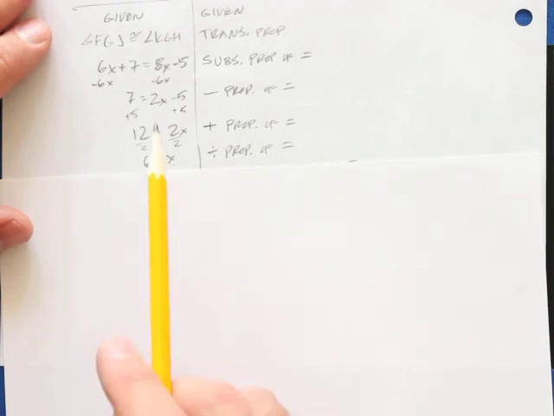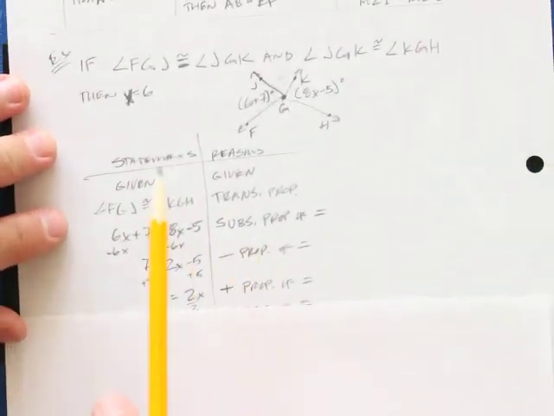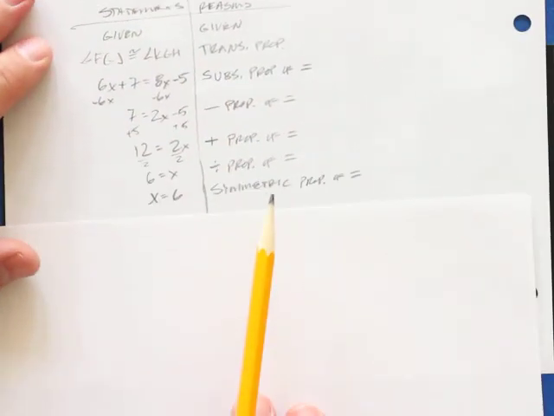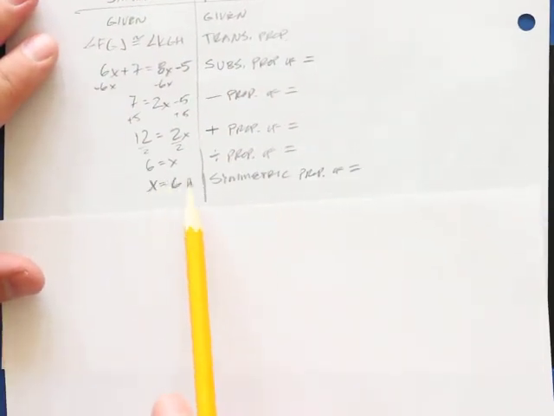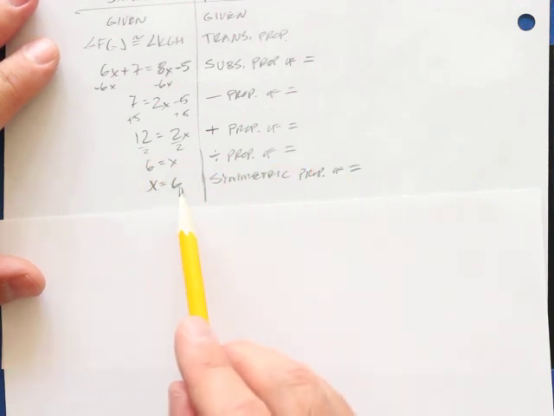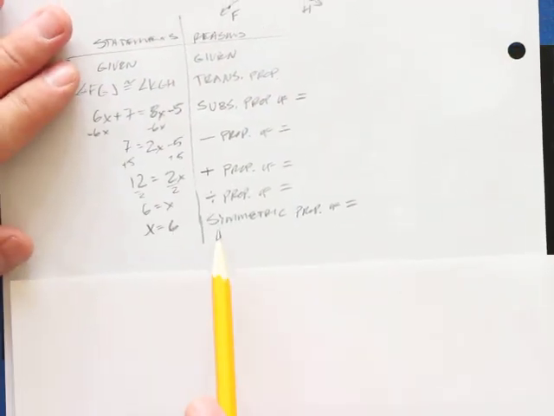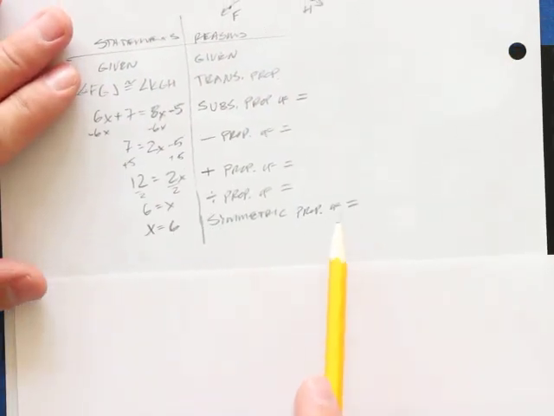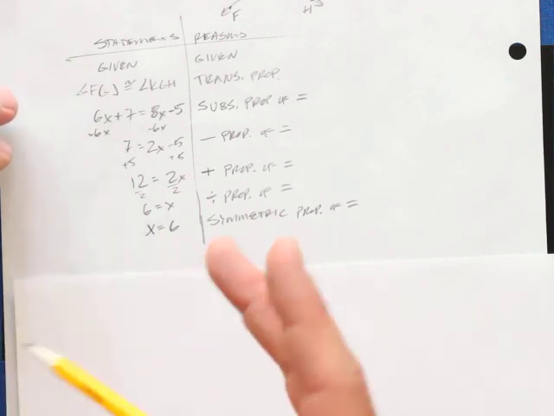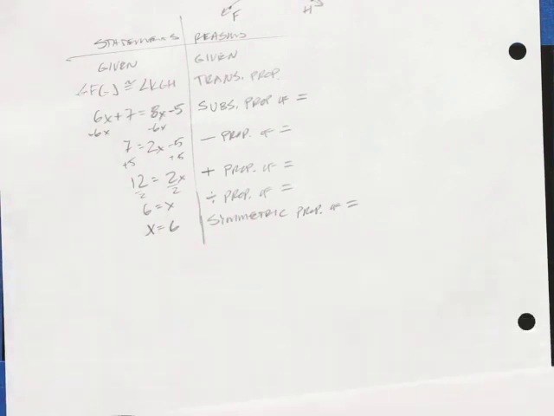X equals 6, which is exactly what I wanted to find. X equals 6. And I switch those across the equal sign so the x is on the left and the 6 is on the right, just like I was supposed to prove up here. And that is the symmetric property of equality. That's what I used to switch those across the equal sign.